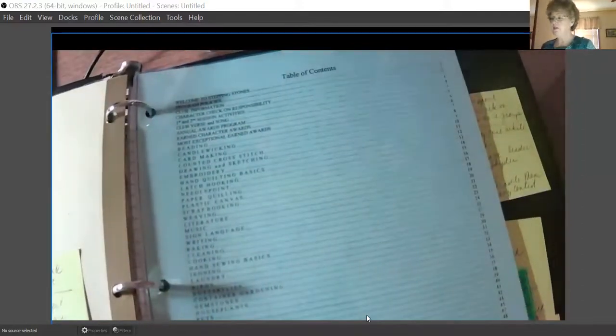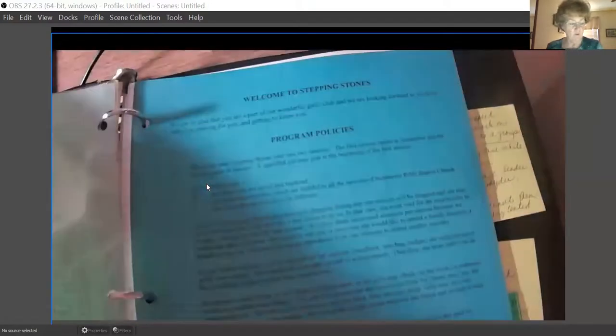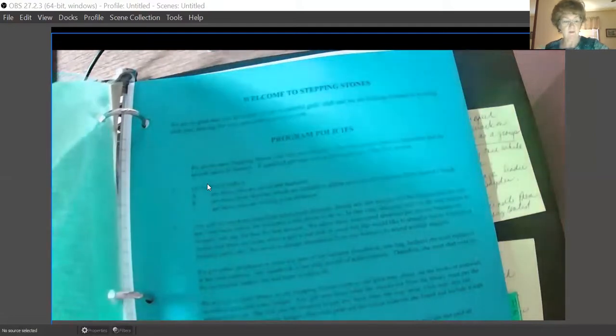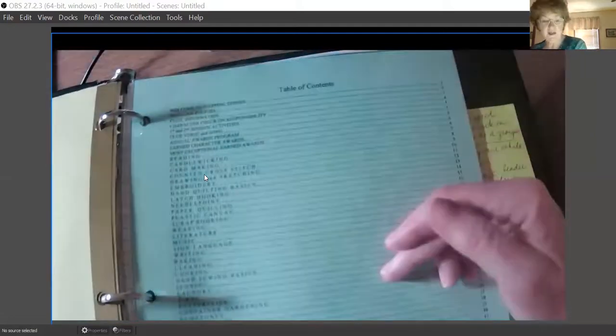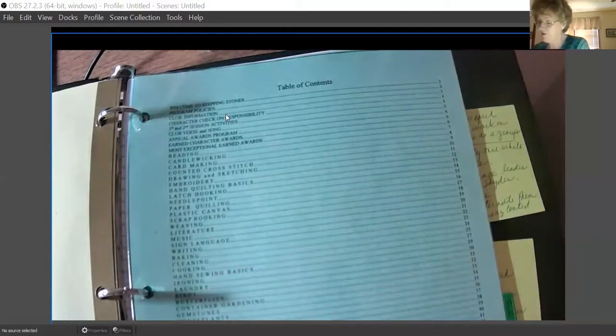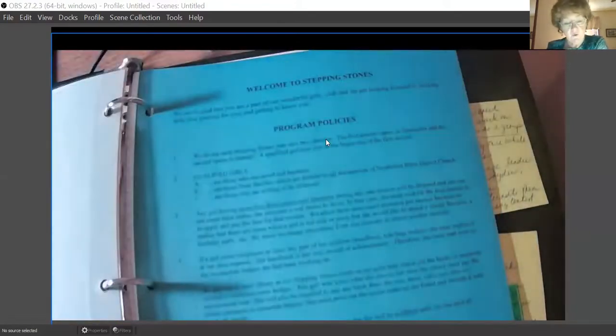When you open your handbook, you're going to see a table of contents, and the front few pages are colored pages with our program policies. Let me give you a brief overview of some of our policies. First of all, there are five categories of badges: craft badges, culture badges, domestic badges, nature badges, and then spiritual life badges. So badges fall into different categories.